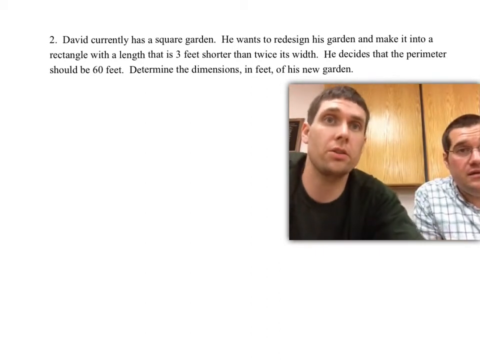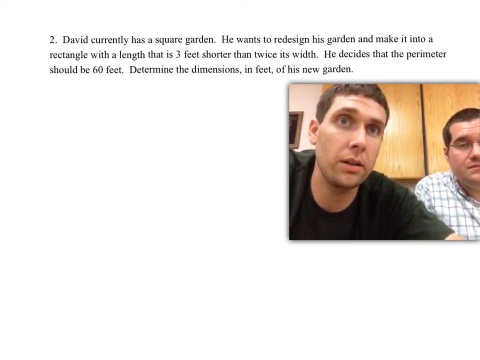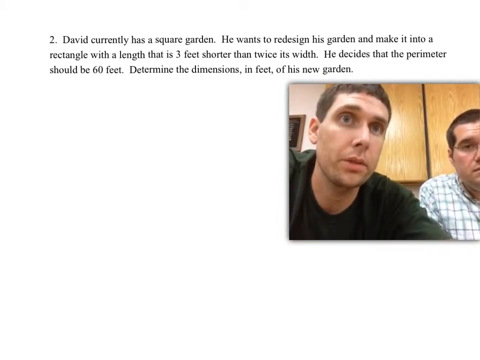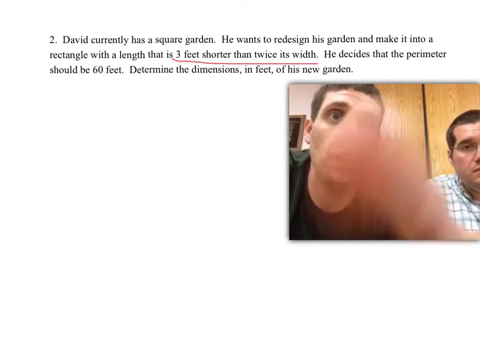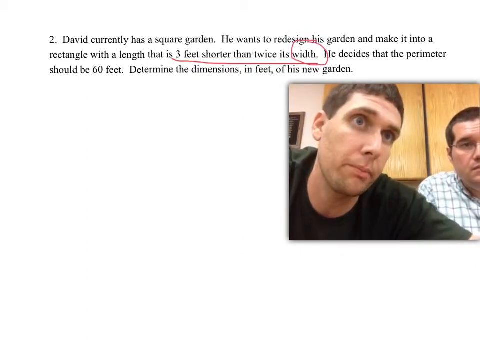It says David currently has a square garden. He wants to redesign the garden, make it into a rectangle with a length that is 3 feet shorter than twice its width. So I noticed that this is comparing my length and my width, and it's comparing my length to my width because the width is the last thing mentioned in that comparison sentence.